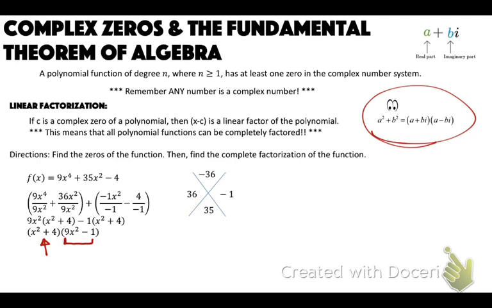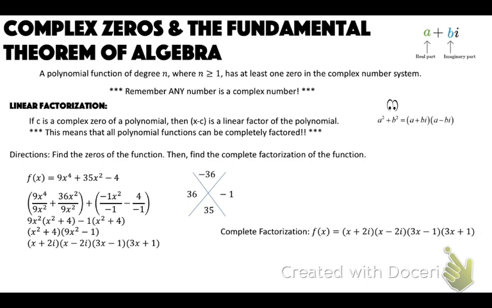Remember, sum of squares can factor over the complex numbers. You just put the i's in there. So x squared plus 4 factors to x plus 2i and x minus 2i. And then 9x squared minus 1 factors to 3x minus 1 and 3x plus 1. You can get that also by setting it equal to 0 and solving with the square root method. So that's our complete factorization, and our zeros are negative 2i, 2i, 1/3, and negative 1/3.